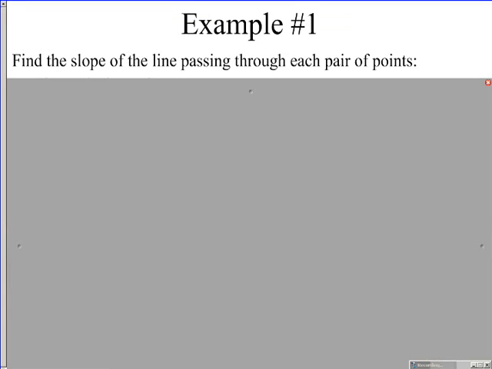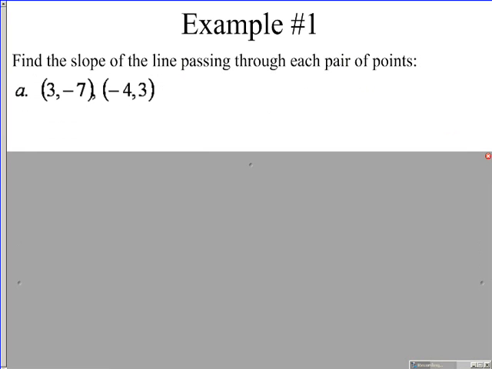First example here, finding slope. Plug into your slope formula. Difference in y's, -7 minus 3, over difference in x's. Now, it does not matter what order we subtract y's. So I could have gone -7 minus 3, or I could have done 3 minus -7. But whatever order you subtract the y's in, you must also subtract the x's in that same order. So because I chose to go -7 minus 3, now I have to go 3 minus -4.